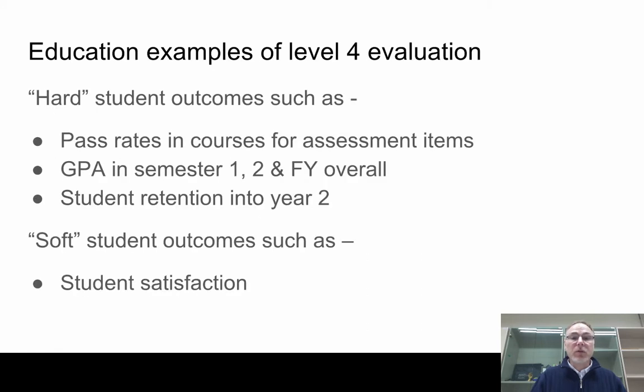Within education, we might talk about specific student outcomes that are measurable and objective, like the pass rates, the GPAs, or the student retention from year 1 to year 2, or softer, more subjective outcomes like student satisfaction. Perhaps we want to measure student satisfaction and only 80% of students are satisfied, but we desire a 90% or higher student satisfaction rate. Satisfaction itself might be subjective on the part of the student, but measuring it and managing the satisfaction rate gives us a mechanism that we can focus on.